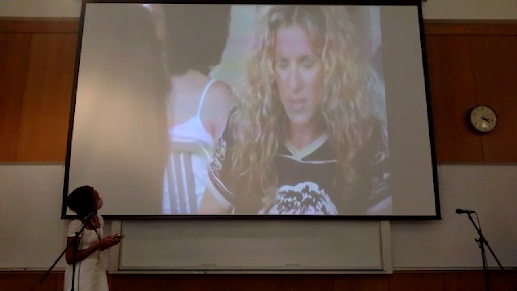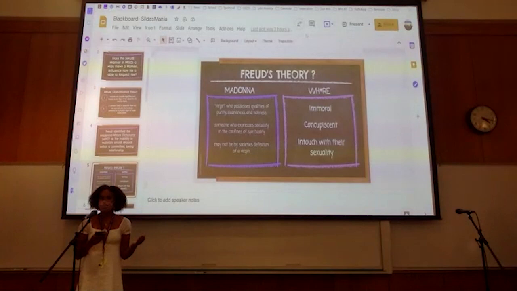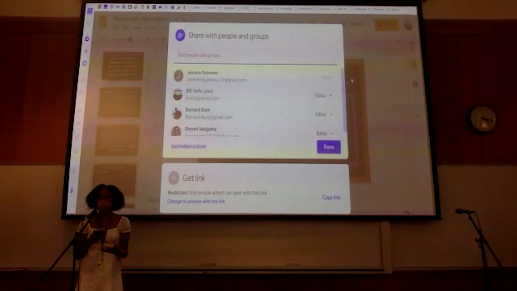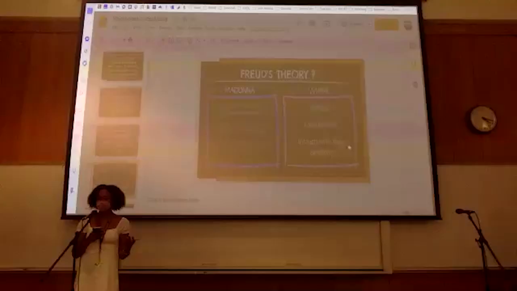You're something to see. So in this video, we see the character is stuck in what we would call the Madonna part of the dichotomy, meaning that her partner is not able to have any sexual desire for her.